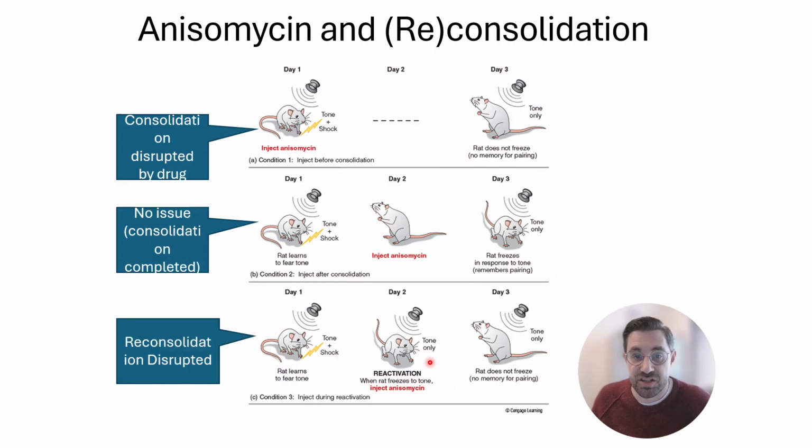So reconsolidation can be disrupted just like consolidation can, which shows us and is consistent with human behavior as well, that remembering something allows you to make changes to that thing, right? There's a chemical process going on called consolidation that repeats itself when you remember.